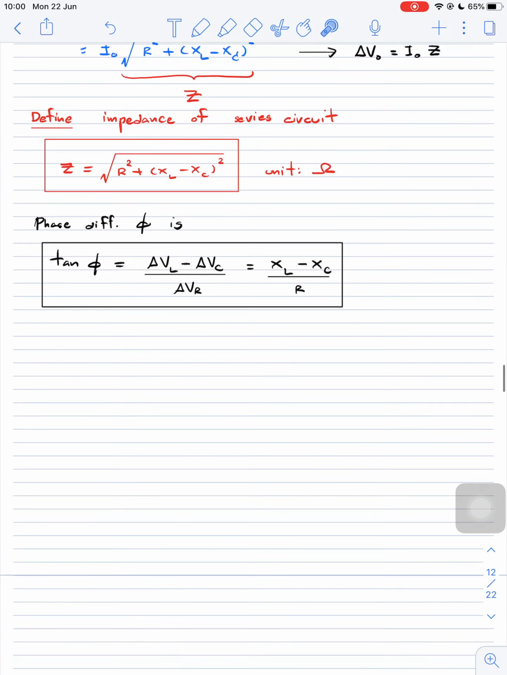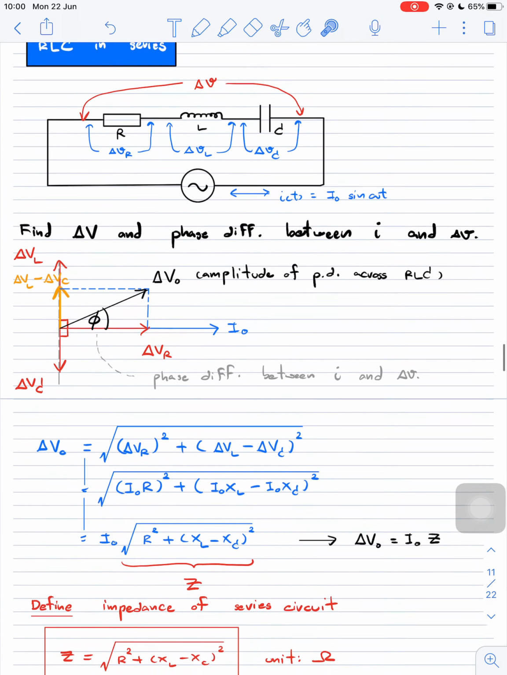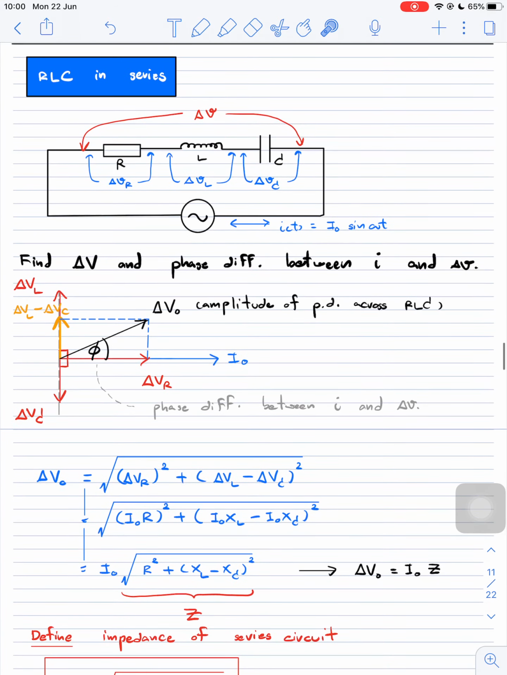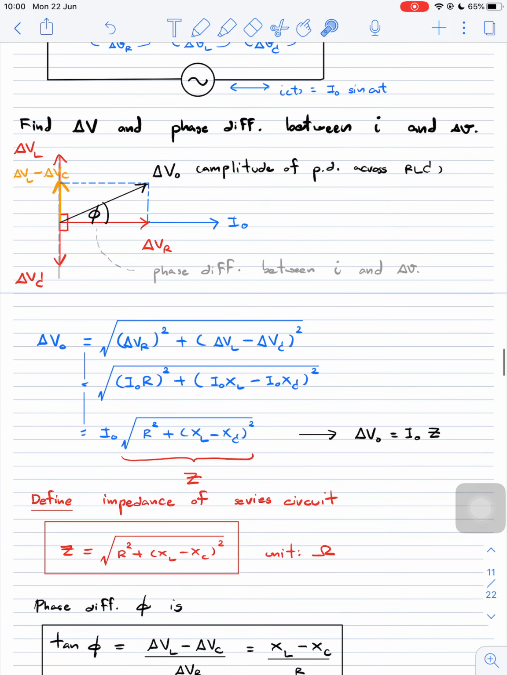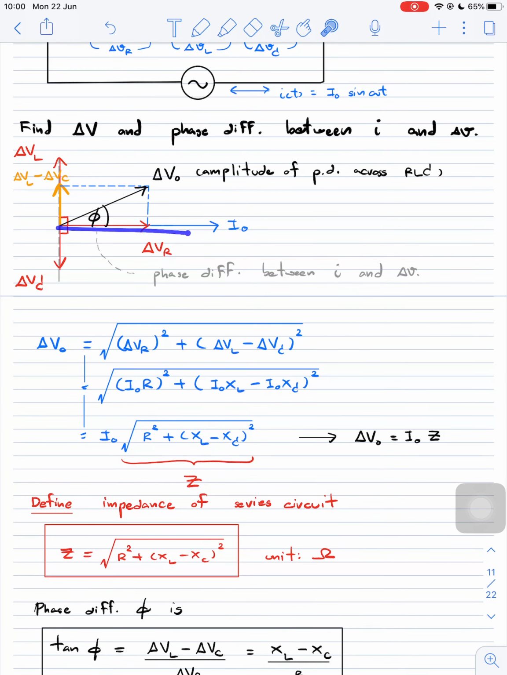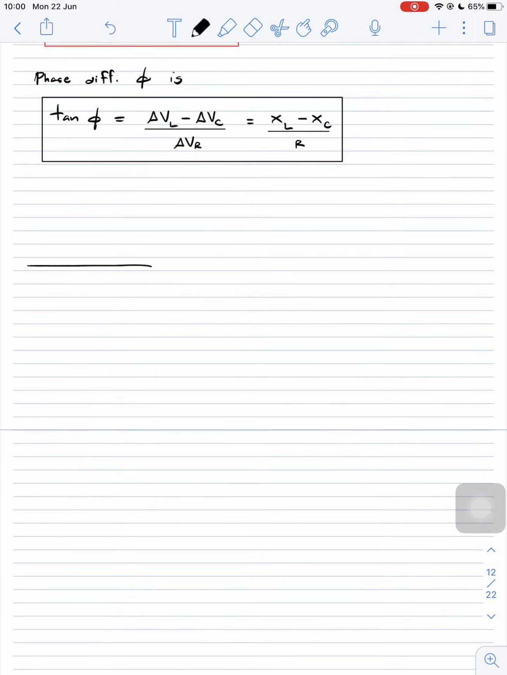Okay. But we said that the ultimate objective of this combination is we just want to write down the delta V in terms of the psi function. Okay, so let me just wrap up this thing again. We have the I naught in this direction, and we have the delta V naught in this direction, right? These angles equal to the phi.